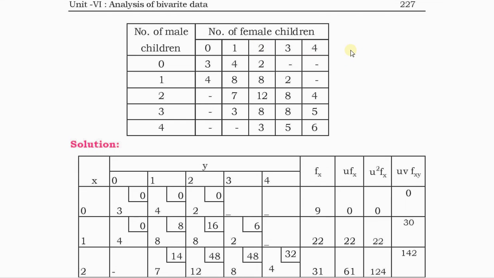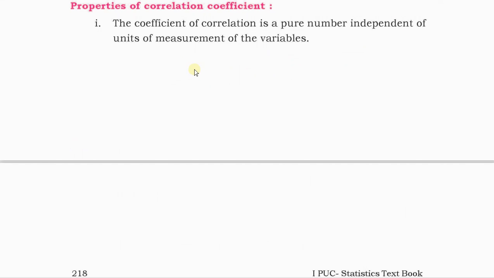So this is how you solve Karl Pearson's correlation coefficient. Now let us look at some properties of Karl Pearson's correlation coefficient. Karl Pearson's correlation coefficient is a pure number independent of units of measurement of variables. So it is independent of scales and independent of units of measurement. Whatever units you have for your data, the coefficient is independent of those units.